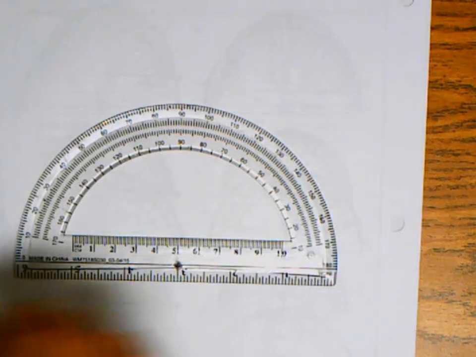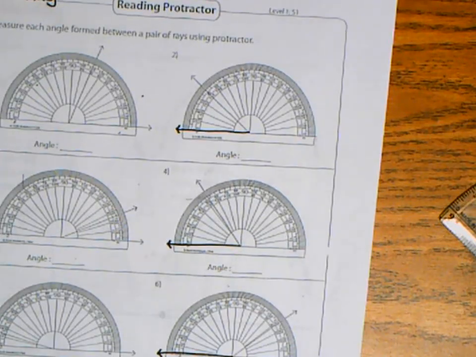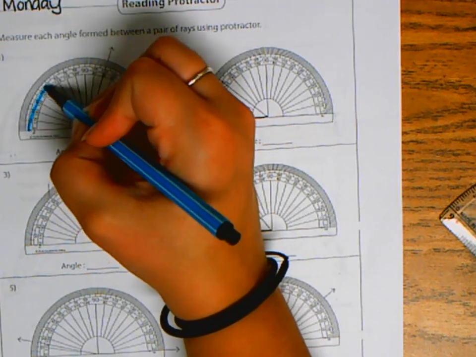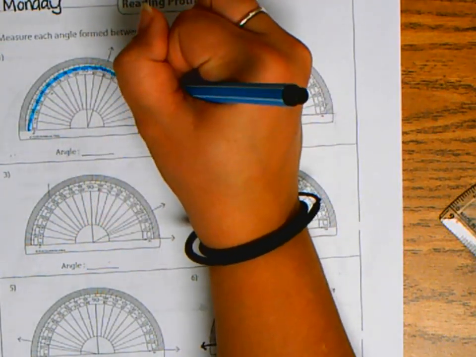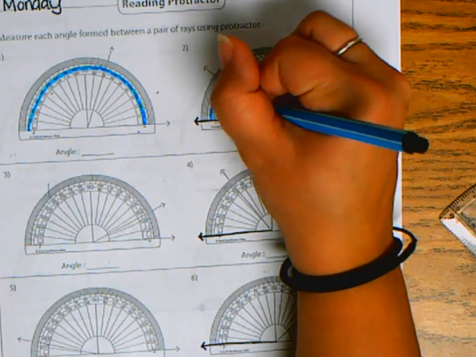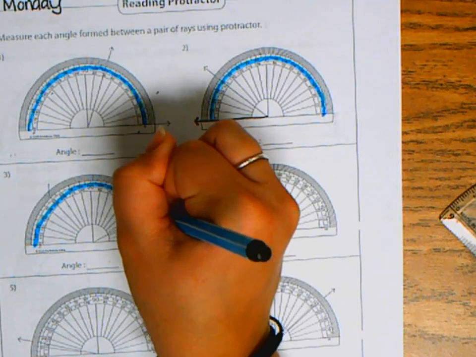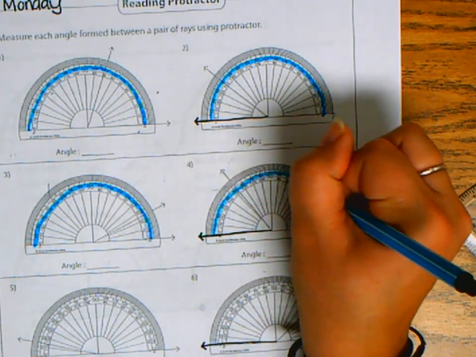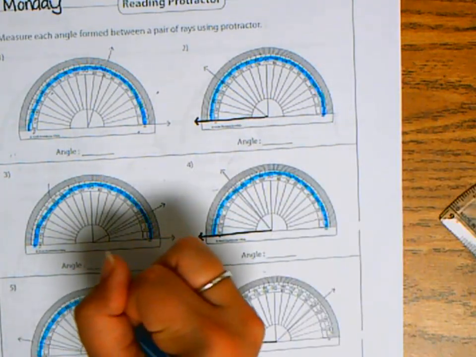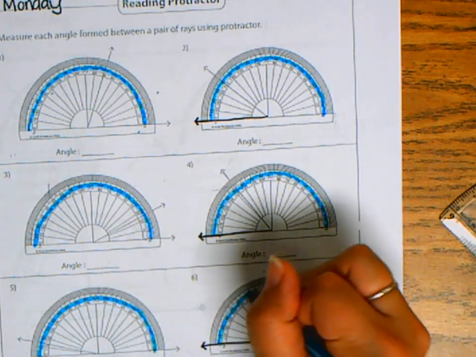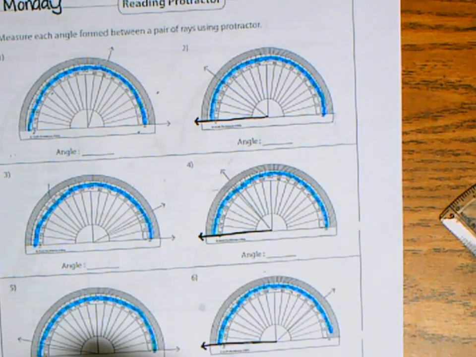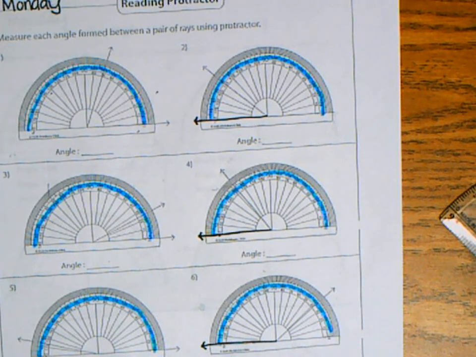So when we are doing this, we are going to make the top set of numbers blue. So all of my top set of numbers will be blue. And then my bottom set of numbers, I'm going to make red. And we're doing the difference here because depending on which way your angle opens is going to depend on which degrees or which set of numbers you need to use.